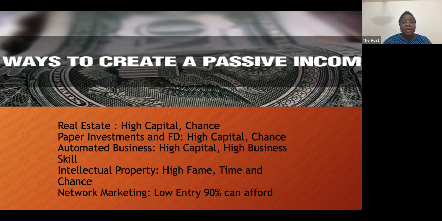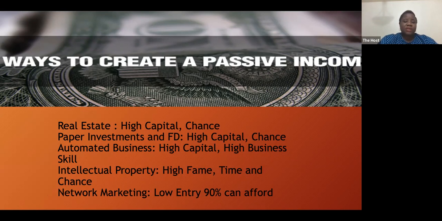The second one is paper investments and fixed deposits. But first, for real estate, what makes the income passive? What is the passive income that comes from real estate? It is rent. When the real estate is producing money for you on a monthly or yearly basis, then you are earning passive income from your rent. When you are living inside the real estate, you are not earning passive income. You are living inside your real estate. But when you are earning rent from real estate, then you are earning passive income. So that's the first thing.